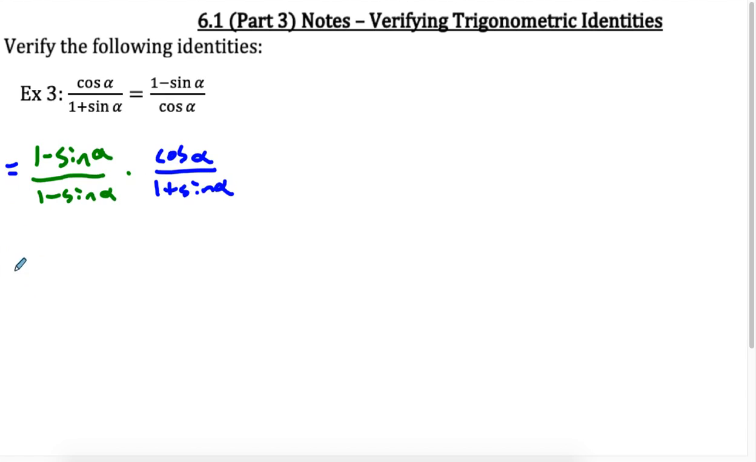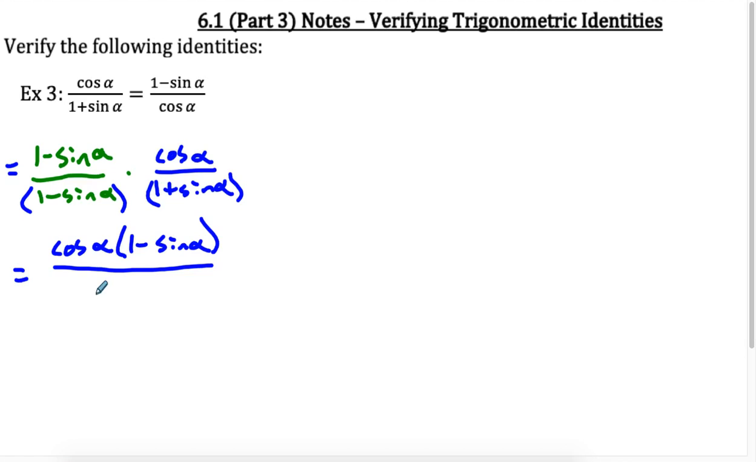So, in my numerator, let me write the cosine first. I'm going to leave this factored. So cosine of alpha times 1 minus sine of alpha. In the denominator, if I multiply these out, 1 times 1 is 1. 1 times sine is sine. Negative sine times 1 would be negative sine. So those will cancel, right? Positive sine and negative sine. And then negative sine times positive sine would be negative sine squared.